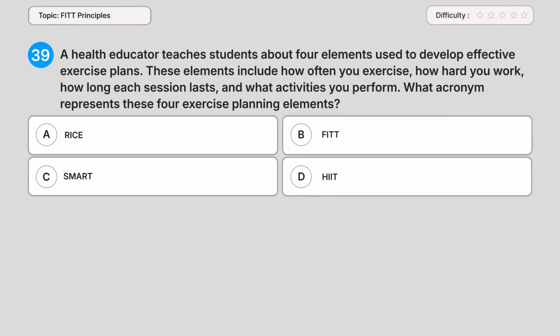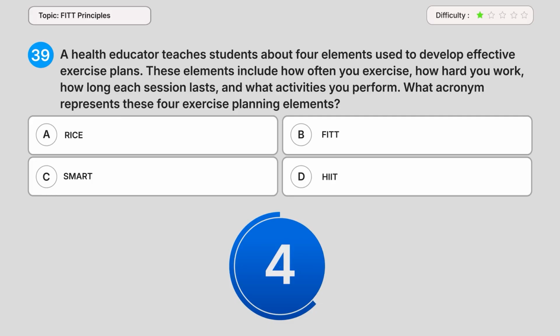39. A health educator teaches students about 4 elements used to develop effective exercise plans. These elements include how often you exercise, how hard you work, how long each session lasts, and what activities you perform. What acronym represents these 4 exercise planning elements? A. RICE. B. FIT. C. SMART. D. HIT. What do you think is the answer?